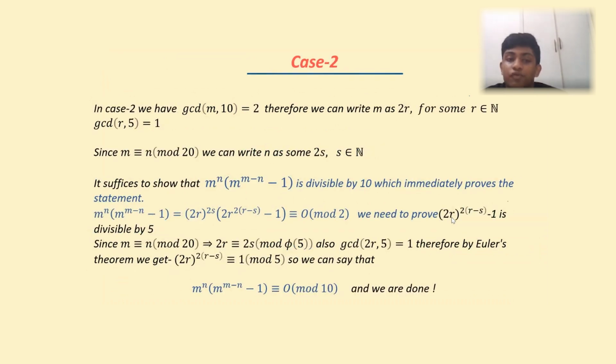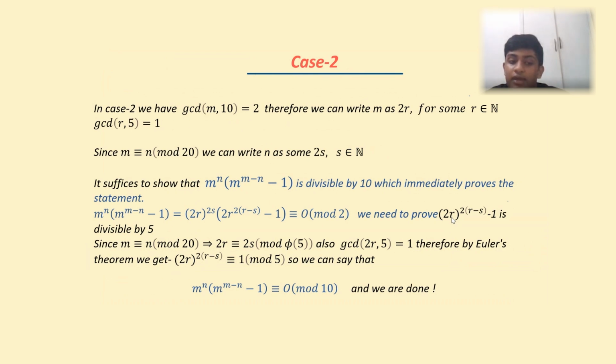Now in case 2, we have the GCD of m and 10 equal to 2. So we can easily write m as some 2r for some r belonging to the set of natural numbers. And also the GCD of r and 5 equals 1. Now since m is congruent to n mod 20, we can write n as some 2s. It suffices to show that m to the power n times m to the power m minus n minus 1 is divisible by 10, which immediately proves the result.